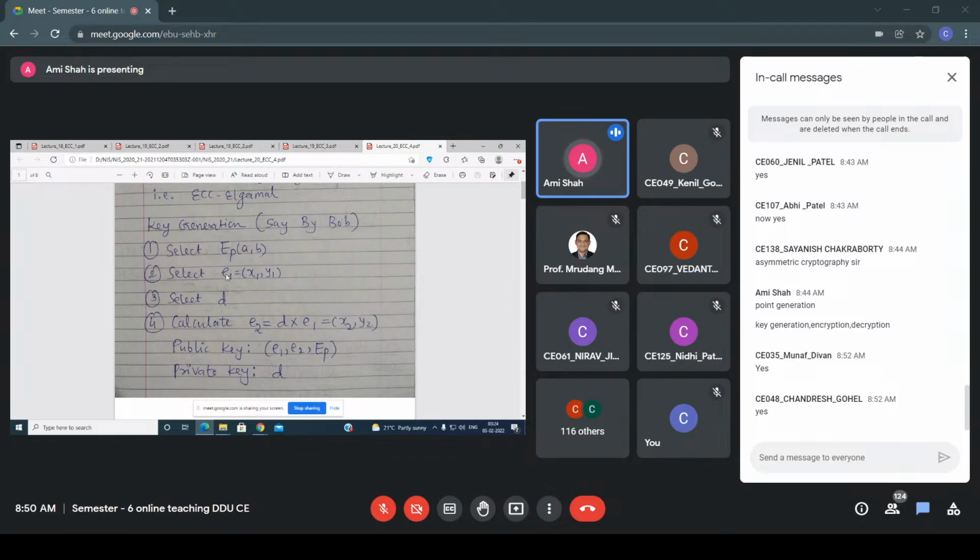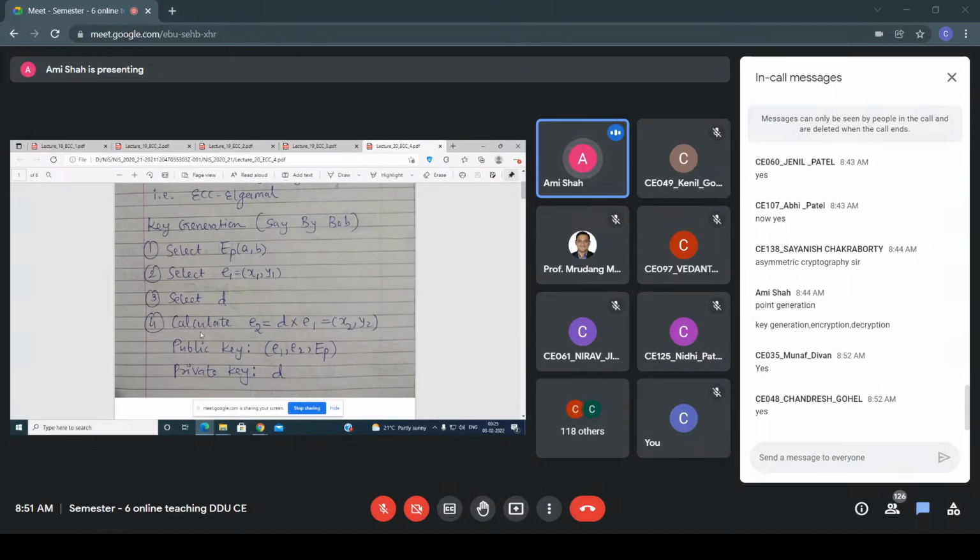Okay, or you can do it that way. You can store that point in some array, and from that you can randomly choose any one, right? Or another way: earlier you generated all the points over the curve, right? Now from those points, any one point you have to choose as P. Got it, everyone? Now select d, some integer value that you have to take.